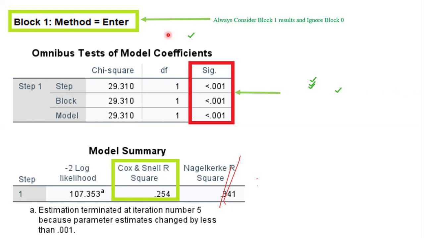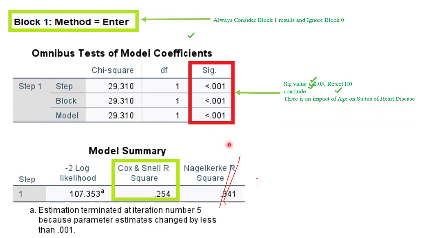So what will you see? You will see the omnibus test of model coefficients. It will let you know whether your model is statistically fit or not. So the sig value threshold is 0.05, reject H naught. And what we conclude here is, if this value is less than 0.05, it means that you are rejecting the H naught and your model is statistically fit. So we can conclude that there is an impact of age on status of heart disease.